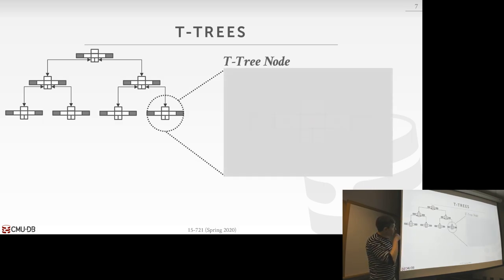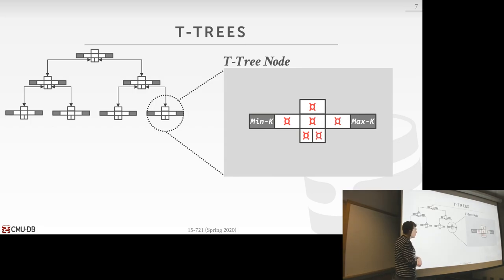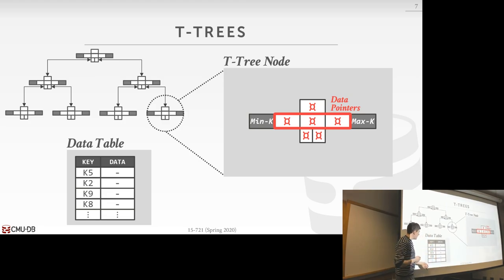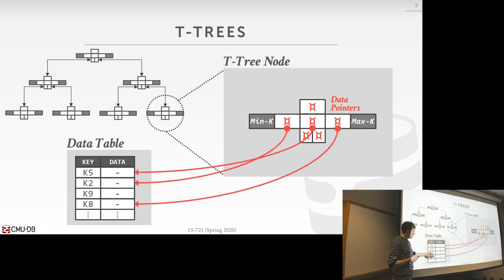So what does a node actually look like? The node is going to be a combination of pointers and then just two keys. The first thing we have here are the data pointers, and these point out to the actual table, to the tuples that they represent. So this is our data table. These are just pointers to the original tuples, and they will be sorted in the order of the keys that are stored in the data table.